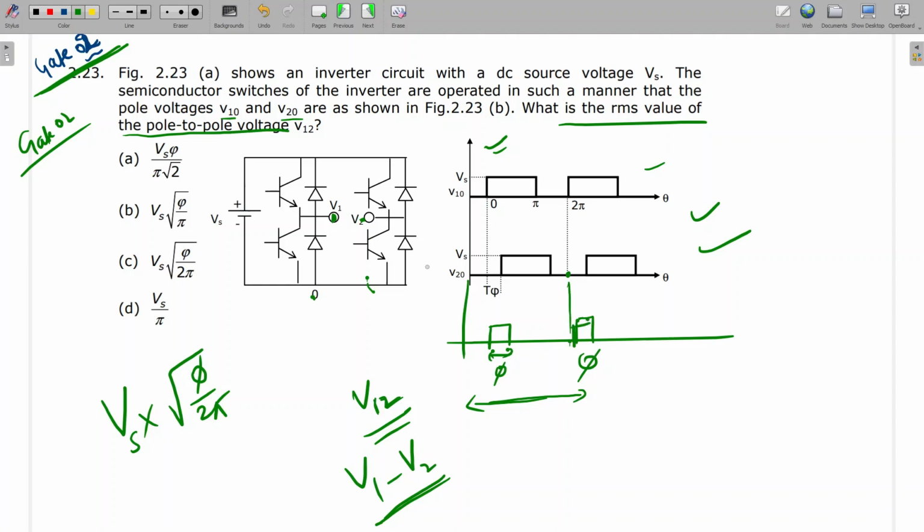So what will be the RMS value? V12 means V1 minus V2. So here, something is wrong that we have done, I think. This waveform is the same, only shifted by 5.